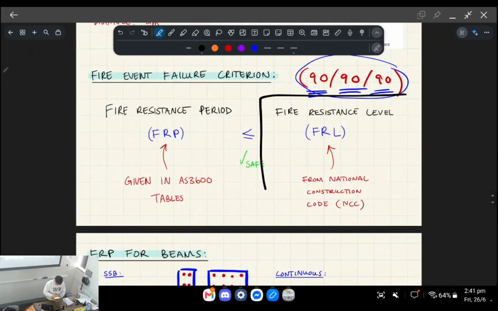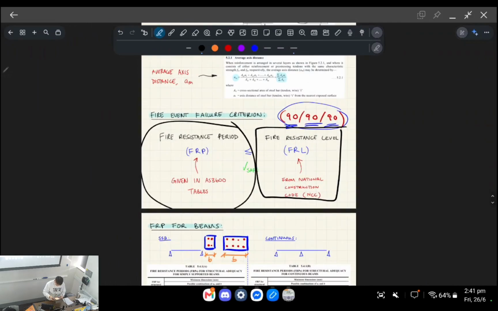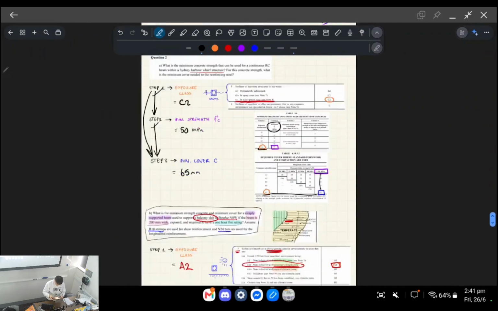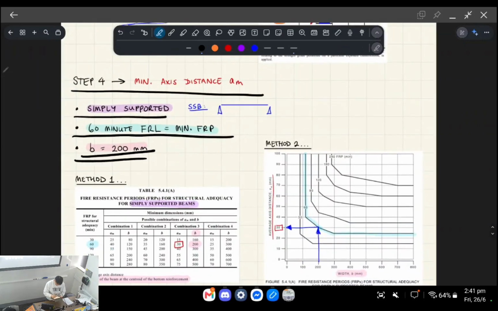FRL was the fire resistance level. So this was given to you by a fire engineer already, okay? So you're trying to find something that satisfies it in terms of the fire resistance period. And we're also told that the beam is 200 millimeters wide, okay? So that dimension is 200 mil.